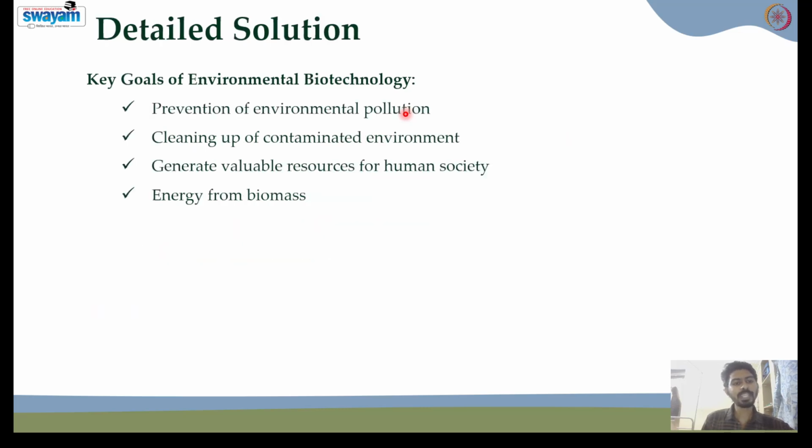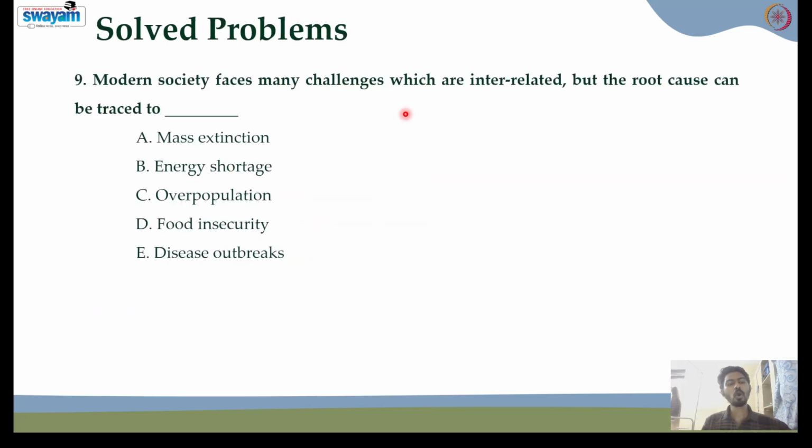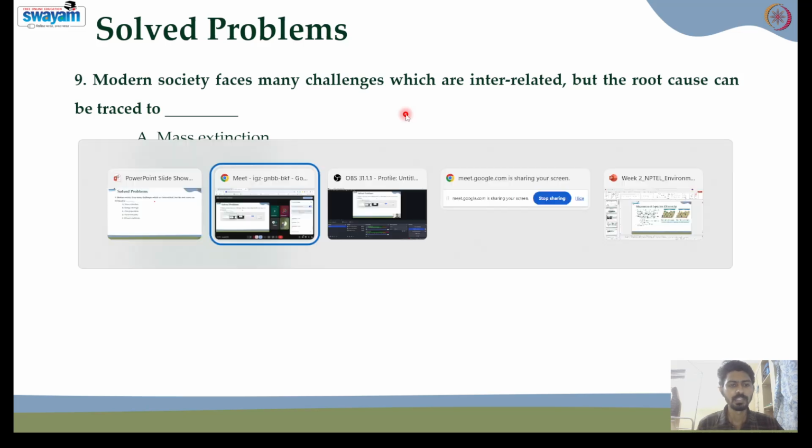So we will move on to the next question. Modern society faces many challenges which are interconnected, but the root cause can be traced to which one of these? Mass extinction, energy storage, overpopulation, food security, and disease outbreak. I will repeat it once. Modern society faces many challenges which are interrelated, but the root cause can be traced to any answer?